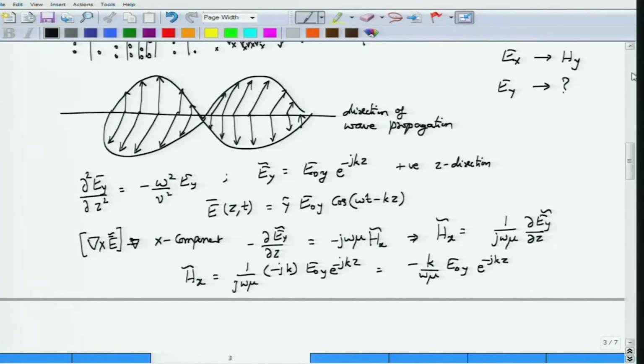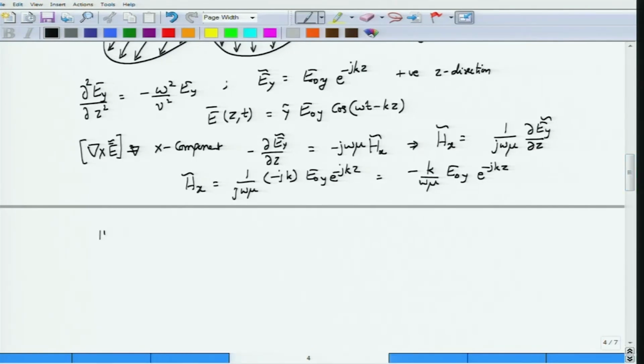Therefore, the magnetic field component H can be written as a minus x directed component, with amplitude reduced by a factor of eta. So you have E0y by eta cos omega t minus kz. So you can clearly see that if the electric field is along y direction, as we have seen in this case, the magnetic field for the wave which is propagating along plus z direction must be along minus x direction. Now you can already see a pattern emerging from all this, right.